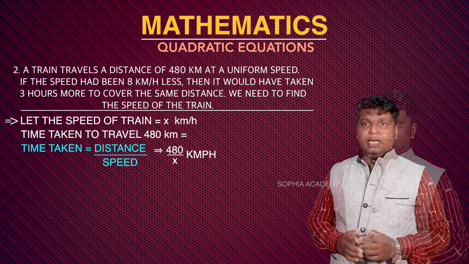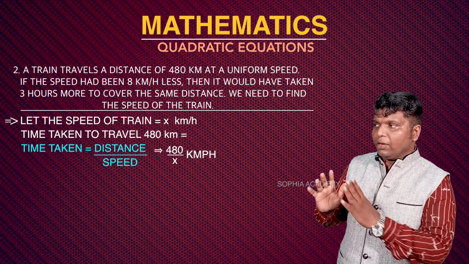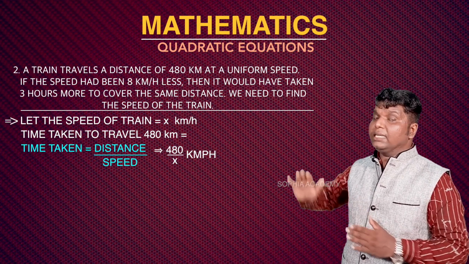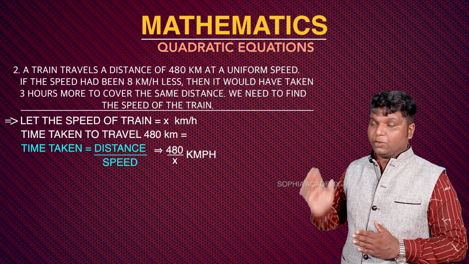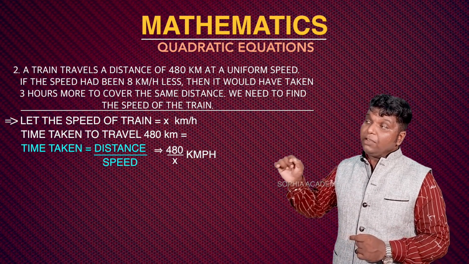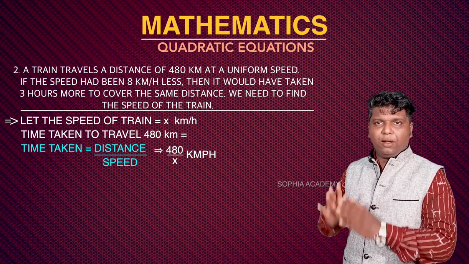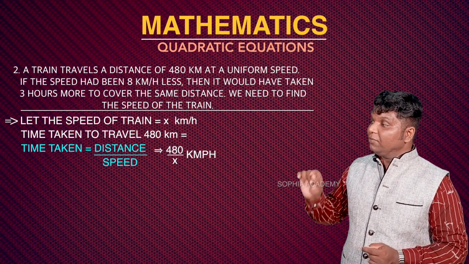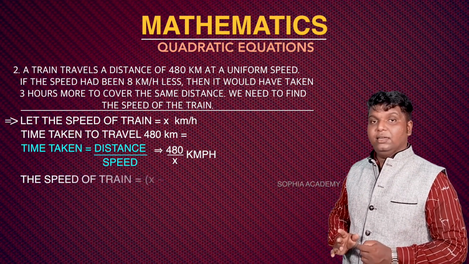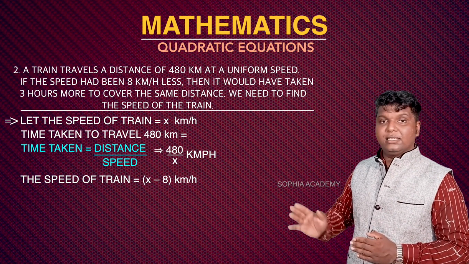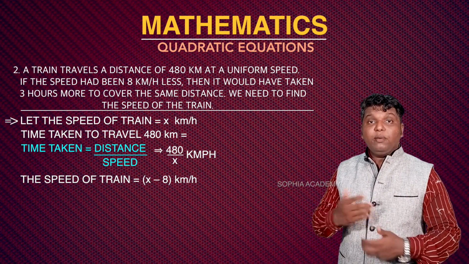Now the second condition. Read the question: if the speed had been 8 kilometers less. Right now, at what speed is it running? It is running at x kilometers per hour, that is the current speed of the train. So if it was going 8 kilometers per hour less, that means the speed is x minus 8. So we will write the second condition: the speed of the train is equal to x minus 8 kilometers per hour.